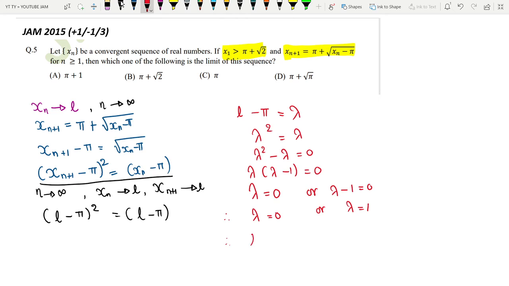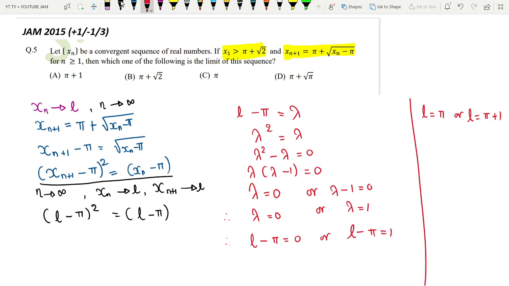So what was my lambda? Lambda is nothing but L minus pi equal to 0, or L minus pi is equal to 1. So what are the two possible values that we are getting? Possible values of L are: L could be pi or L could be pi plus 1.